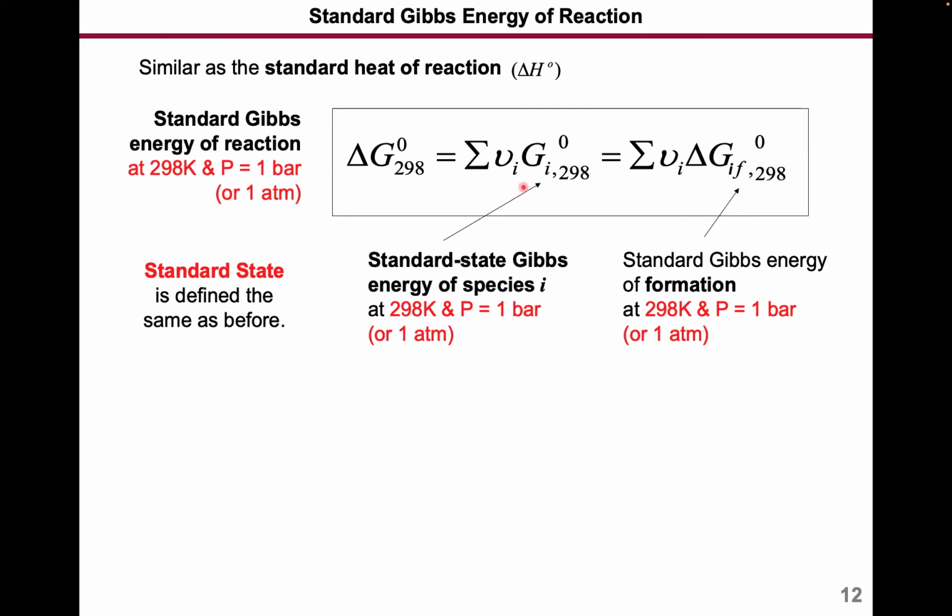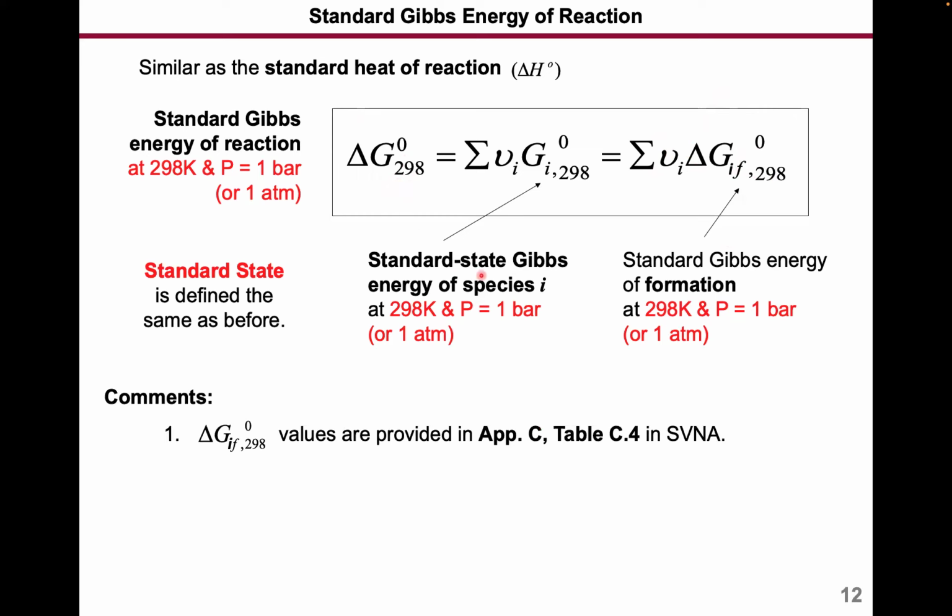Okay. All right, so basically what I'm trying to say is that from this equation, what you only need to do is look up for each species, what is your delta G_f, right? And then you find your stoichiometric coefficient, you plug in, you calculate the standard Gibbs energy of reaction for your particular reaction, okay? So now here, delta G_if values are provided in Appendix C.